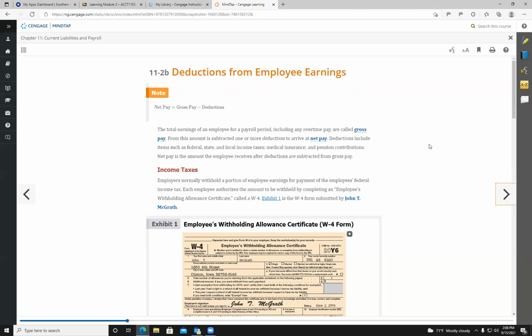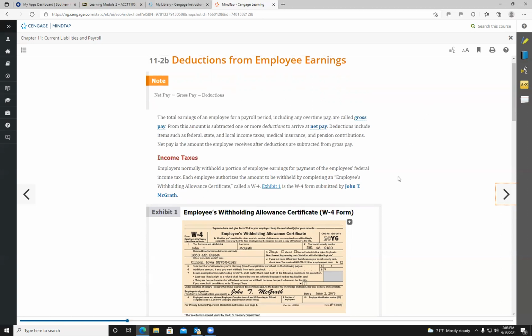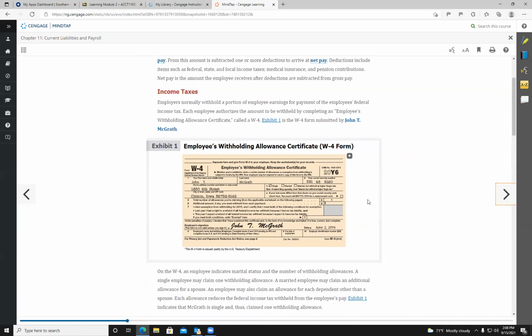One of your biggest deductions is going to be your income taxes. Everybody is subject to paying income taxes, and that's usually the largest deduction. So employers normally withhold a portion of employees' earnings. So let's look right here.